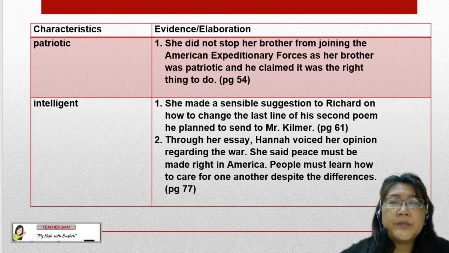Hannah is also patriotic. Evidence: she did not stop her brother from joining the American Expeditionary Forces, as her brother was patriotic and he claimed it was the right thing to do. Next, Hannah is also intelligent. Evidence number 1. She made a sensible suggestion to Richard on how to change the last line of his second poem he planned to send to Mr. Kilmer. Number 2. Through her essay, Hannah voiced her opinion regarding the war. She said peace must be made right in America. People must learn how to care for one another despite the differences.